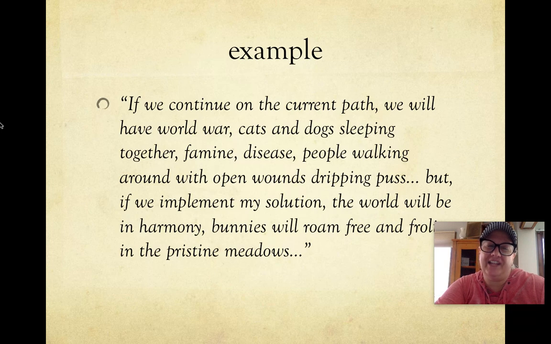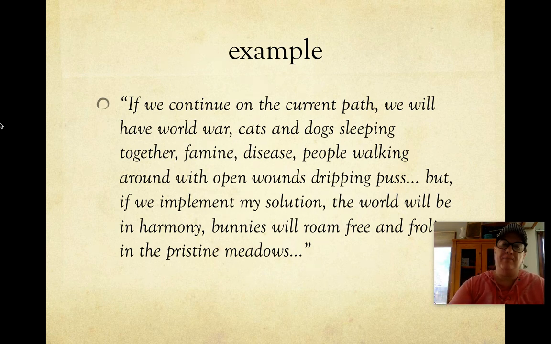It's kind of a silly example. If we continue on the current path, we will have world war. Cats and dogs will be sleeping together. We'll have famine, disease, people walking around with open wounds dripping with pus. But if we implement my solution, the world will be in harmony. Bunnies will roam free and frolic in the pristine meadows. So I'm just painting you a picture of what will happen if we don't do anything as compared to what it'll look like if we do. Okay, so that's your visualization step.